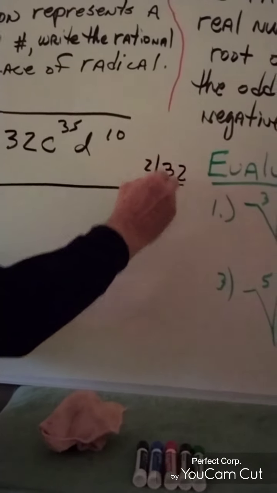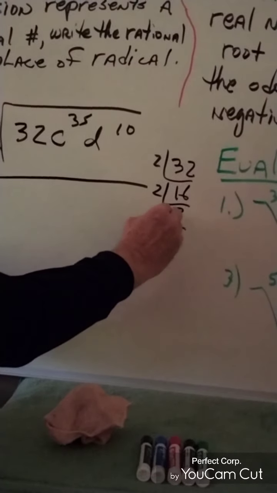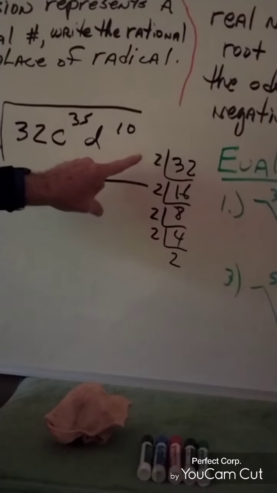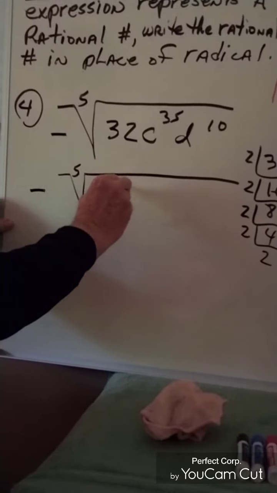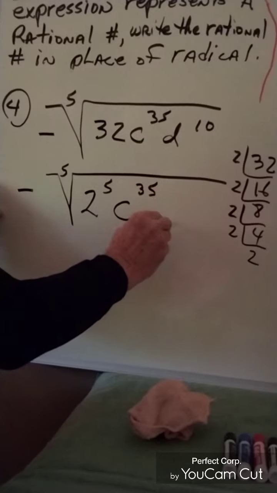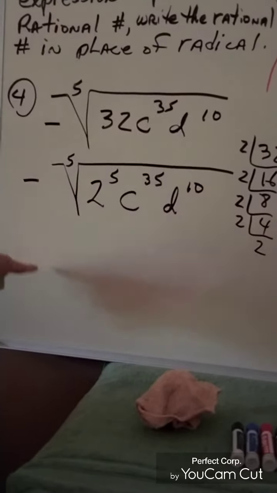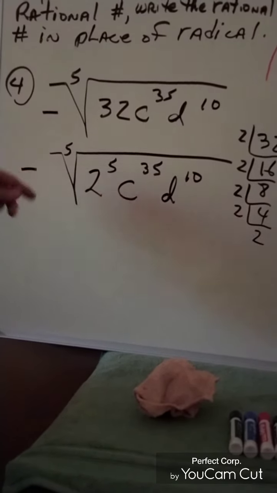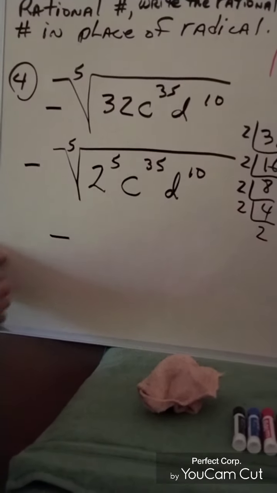We can do 2, 16. We can do 2, 8. We can do 2, 4. And we can do a final 2, and that gives 2. 1, 2, 3, 4, 5. 2 to the 5th, c to the 35th, d to the 10th. Bring that negative sign down. That's actually an opposite sign, or a -1. -1 times that result is going to be negative. So just bring down that negative sign.